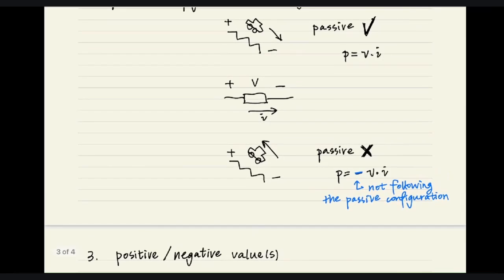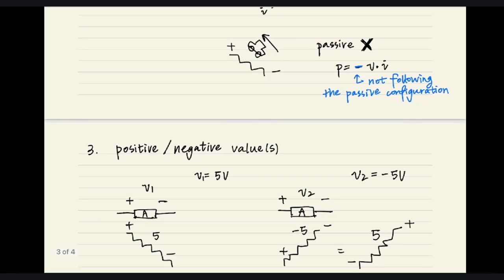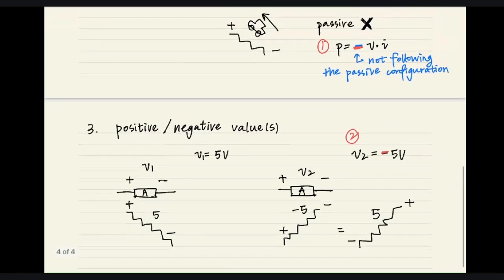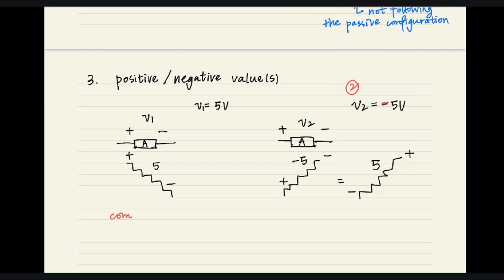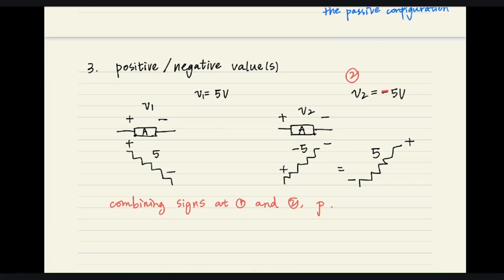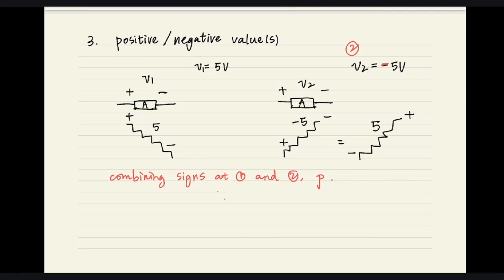So back to the previous point, when we would like to determine if an element is absorbing or supplying energy, we need to consider both the sign in the equation here, as well as the sign of the value, which refers to number 2. Combining signs 1 and 2, we can get the final values of P, and then we can determine if it is absorbing or supplying energy.